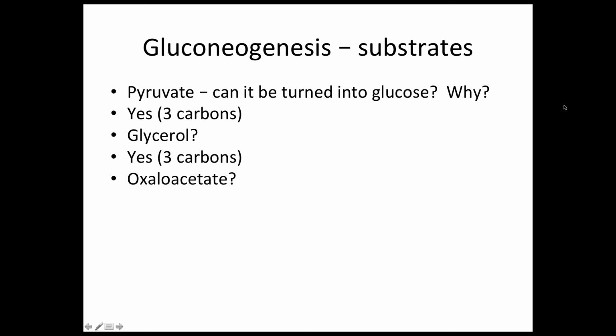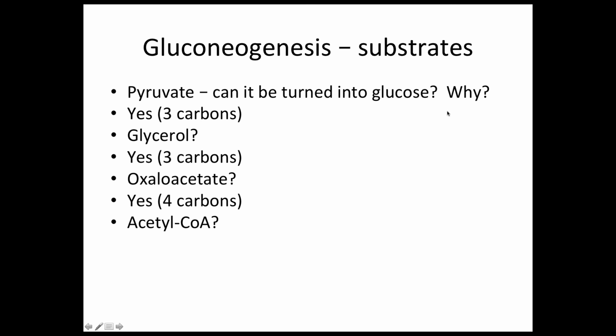How about oxaloacetate, Anna? Yes. Perfect. Why? It's also 3 carbons. So it's actually 4 carbons. It is more than 2, right? Perfect. And then how about acetyl-CoA, Kristen? No, because it only consists of 2 carbons. Perfect. So it's the exception to this.